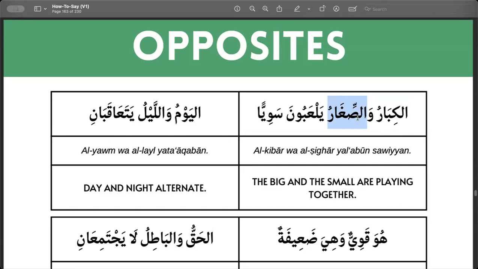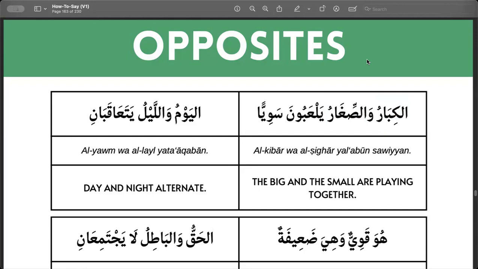So in your mind, whenever you mention an attribute now, we're in the intermediate phase. The green titles are all intermediate phases, so we're moving up a notch now. Whenever you mention an attribute, try to mention the opposite now.